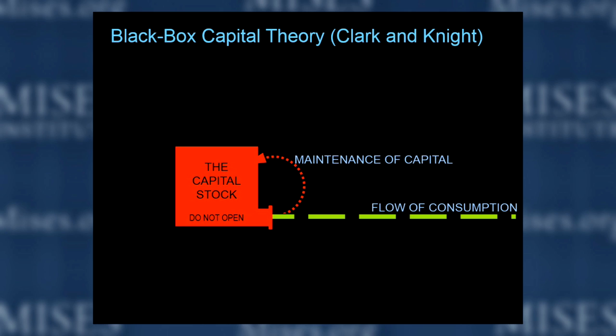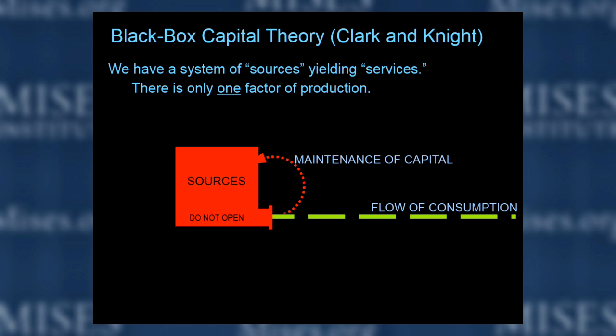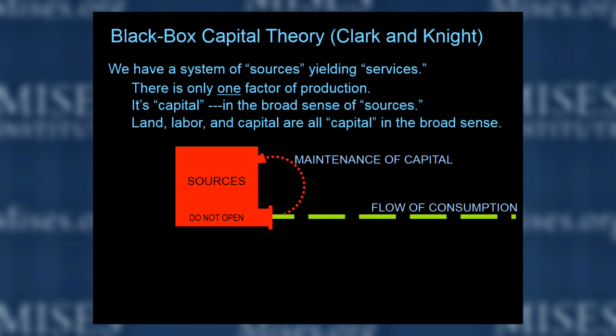Okay, now let's see where we go. We have a system of capital yielding a consumable output. And yet this wasn't quite right with Knight, to call it consumable output. He says, well, we have a system of sources yielding services, all right? I mean, services aren't anything concrete. Services don't last any time, okay? They're just services. And that's his view of capital. And because of that, he says there's only one factor of production. And that factor of production is capital, in the broad sense of sources. You go crazy trying to read Frank Knight's stuff, okay? So land, labor, and capital are all capital in the broad sense. That's the idea.